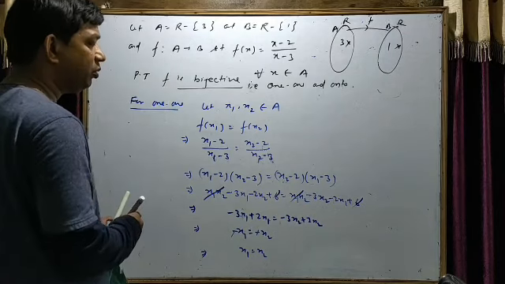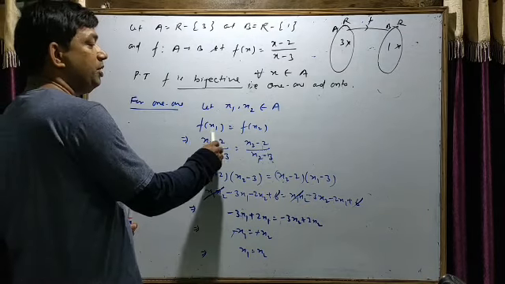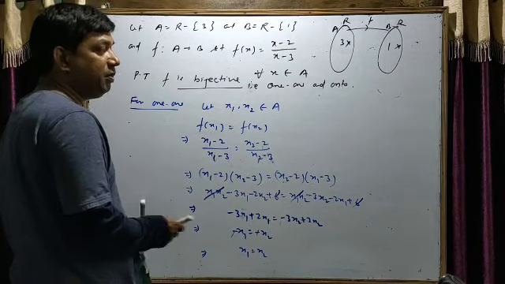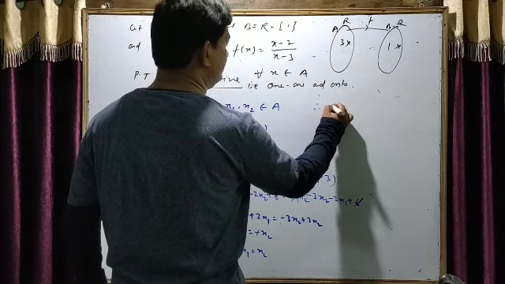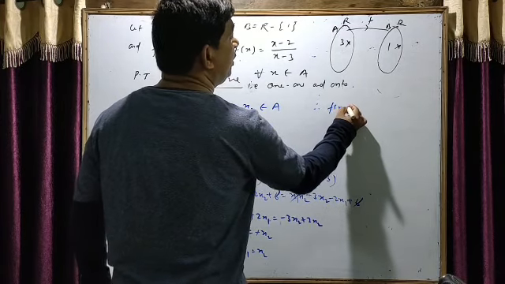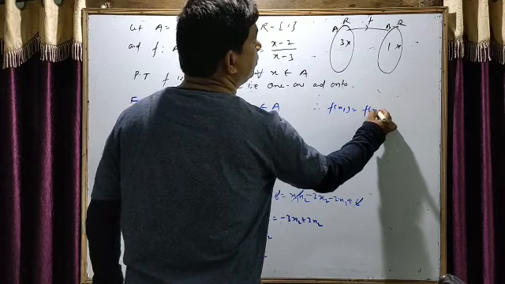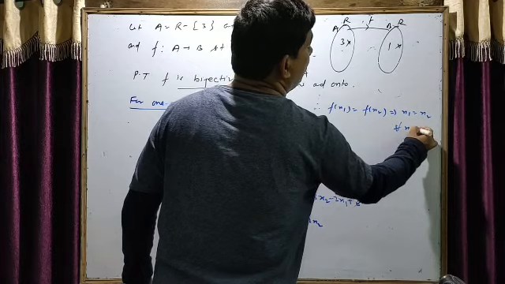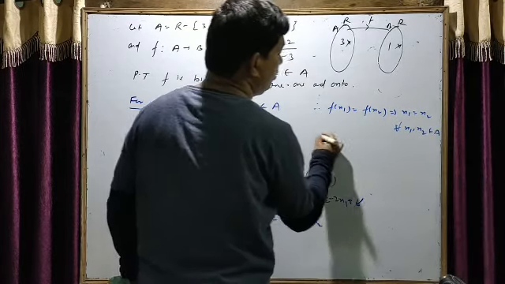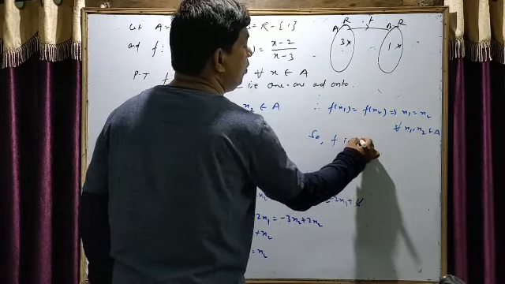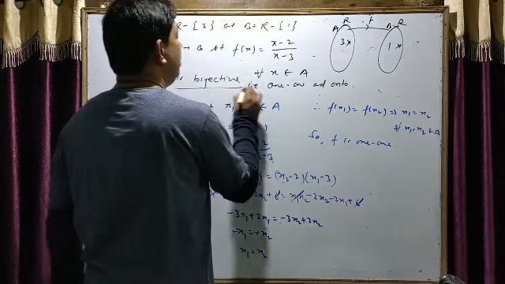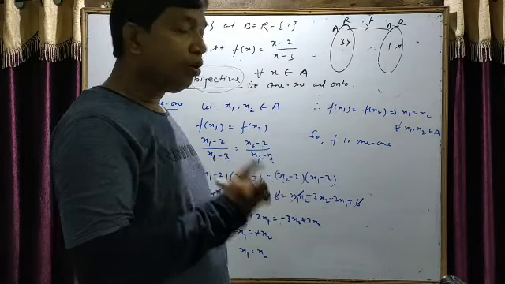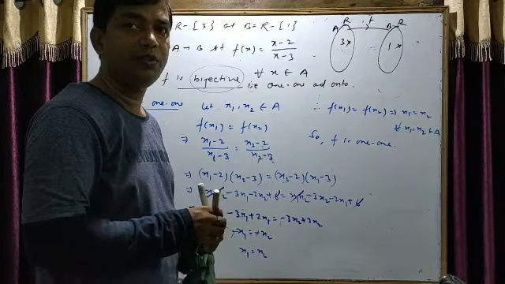Only one solution. So what is it? Images are equal, elements are equal, meaning two distinct elements have two distinct images. Therefore f(x1) equal to f(x2) implies x1 equal to x2 for all x1, x2 members of set A. So f is 1-1. Why? Because we have to prove bijective. Bijective means I have to show it is 1-1 and onto. So this is 1-1.